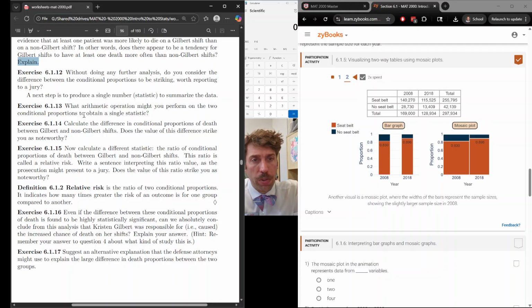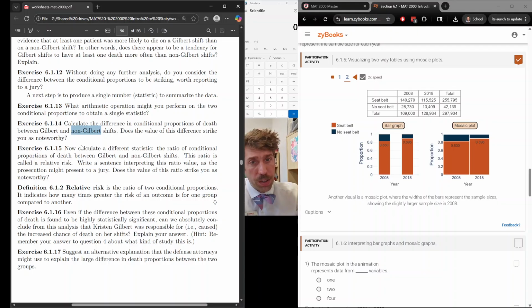Now, number 14, calculate the difference in conditional proportions of death between Gilbert and non-Gilbert shifts. When you do a difference between this and that, it usually means these ones minus these ones. Okay. Does the value of this difference strike you as noteworthy? Again, that's a complete sentence we're looking for there.